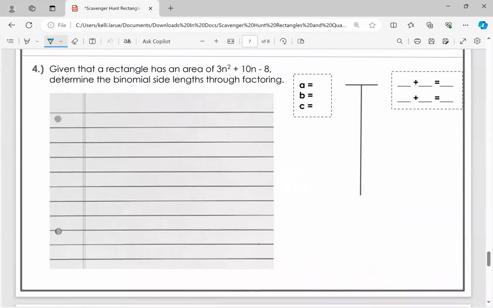Okay, so number 4 here, it says given that a rectangle has an area of 3n squared plus 10n minus 8, determine the binomial side lengths through factoring. Here a is 3, b is 10, and c is negative 8. We need factors of a times c that add to b, so we're going to go ahead and run through that factor tree list.